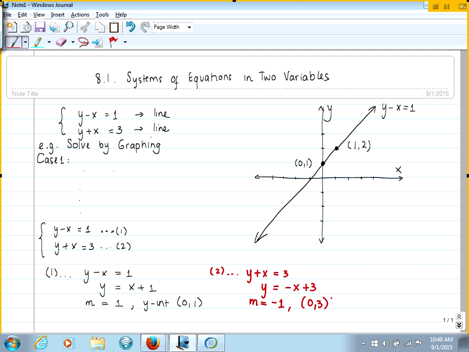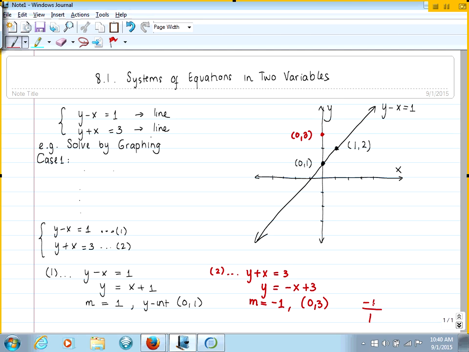So what is the slope? Negative 1. What is the y-intercept? 0, 3. Okay. Good. So, how do I graph the line? I start where? With my slope or with my intercept? Intercept 0, 3. So this is here. And I'm labeling it. The points that I use, I will label.